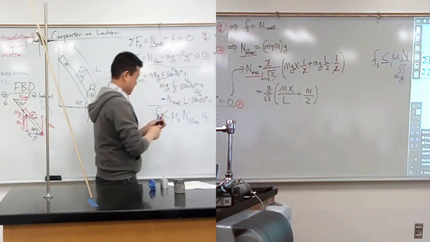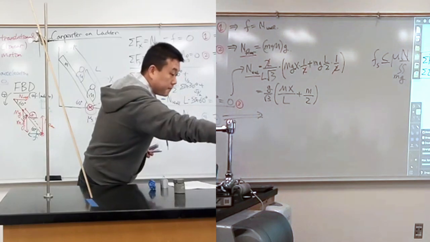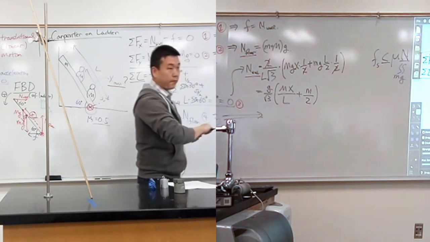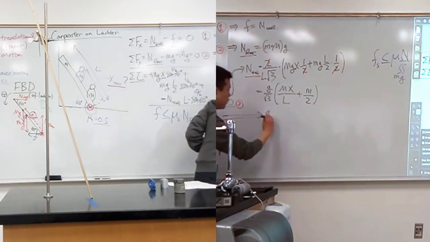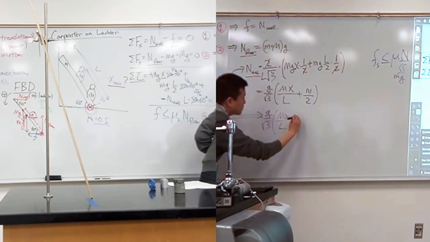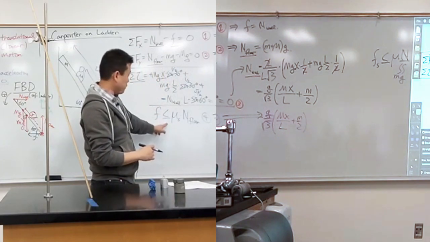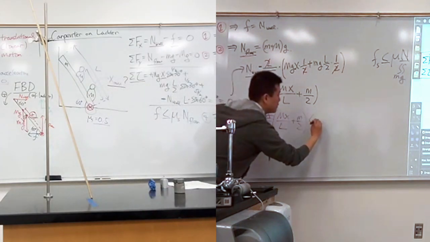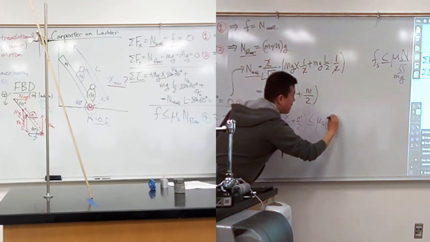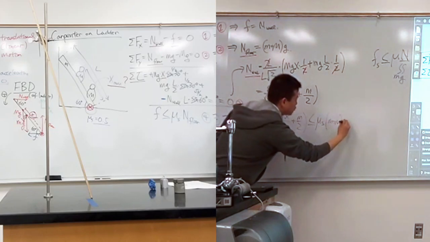This is what you end up with. Let me write this in purple. So the friction force, that's the normal force from the wall, G over root 3, big M x over L plus small m over 2. That's the expression for friction, and that's less than or equal to mu s times the normal force from the floor, small m plus big M times G.